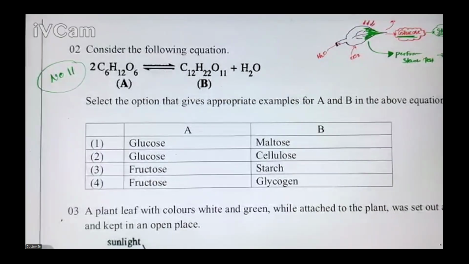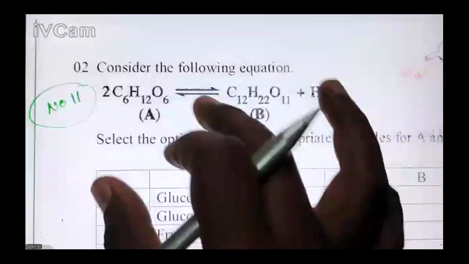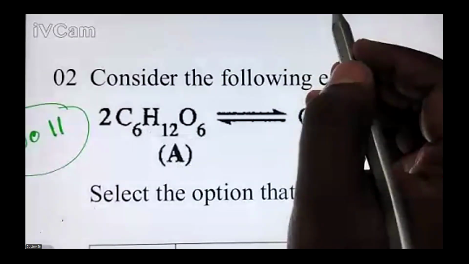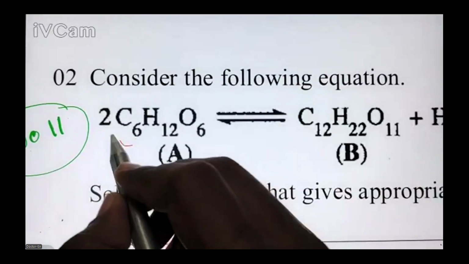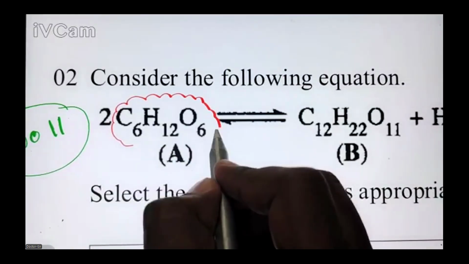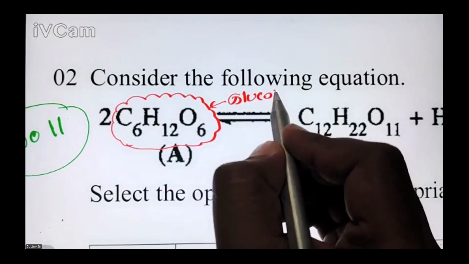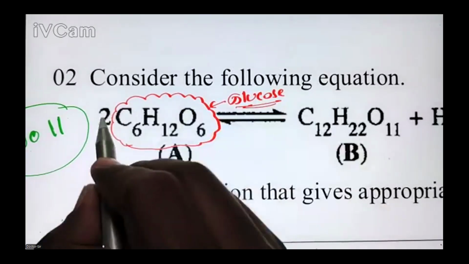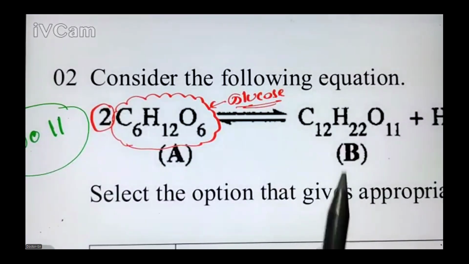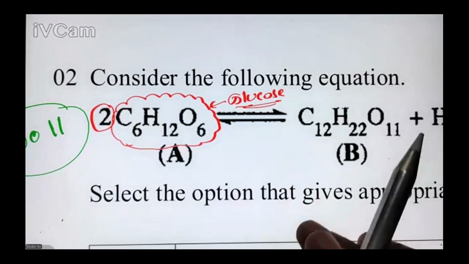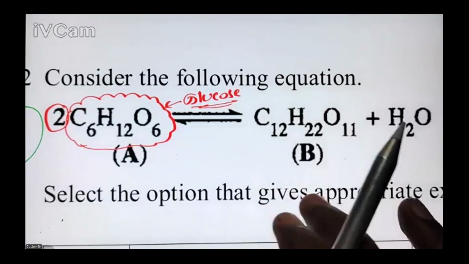Now here, two glucose molecules are there, right? You can find out the formula is C6H12O6. These are glucose. Okay, right. So two glucose are there. So that's two glucose.